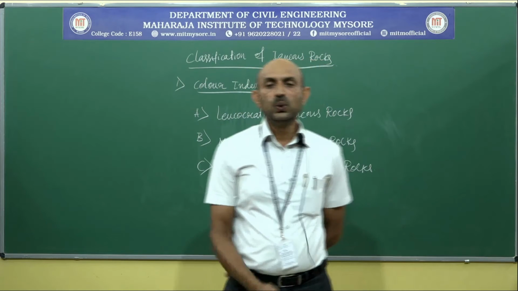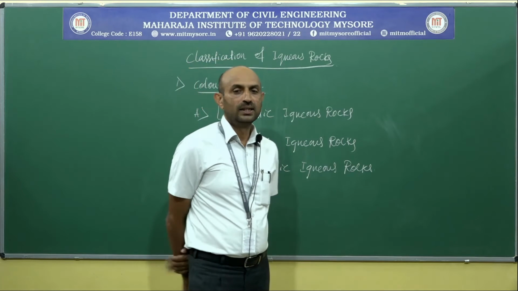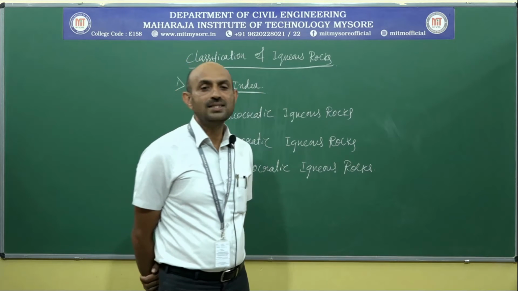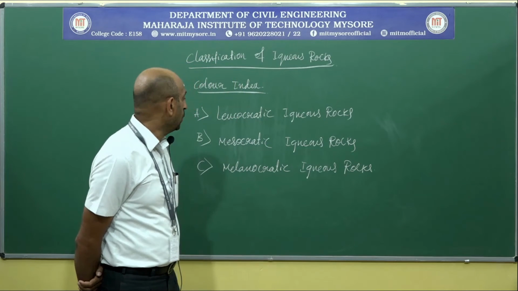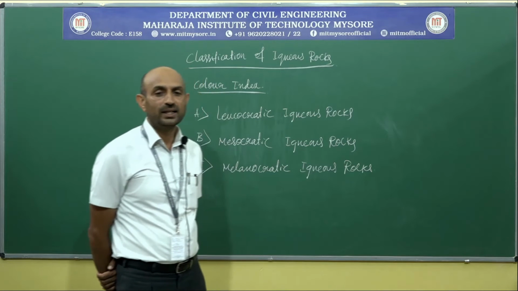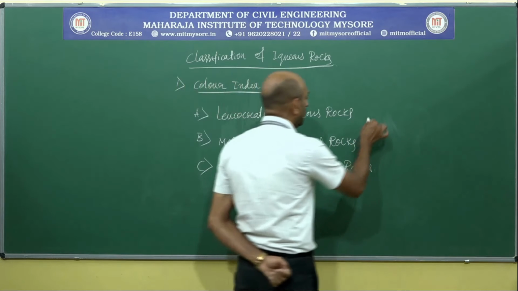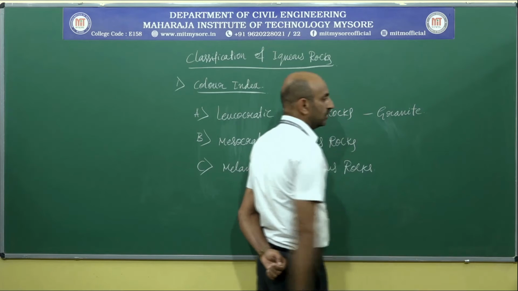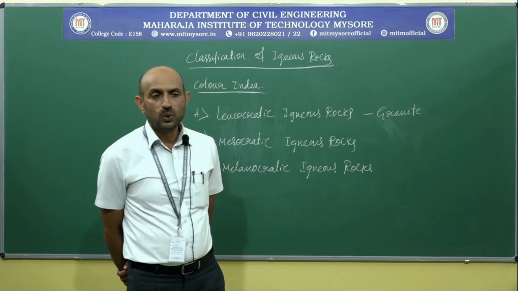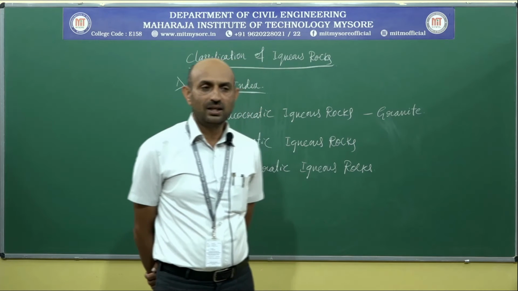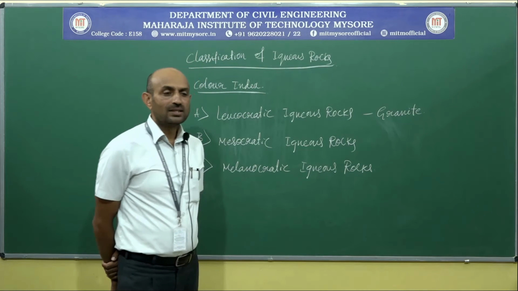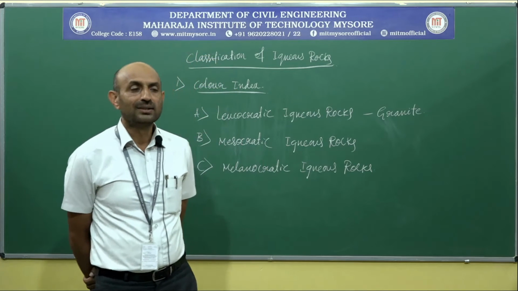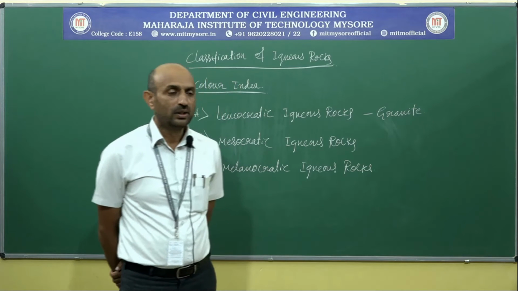What are Leucocratic igneous rocks? Igneous rocks which appear in light color are called Leucocratic igneous rocks. Example, granite. In igneous rocks, we can find medium colored, dark colored and light colored.